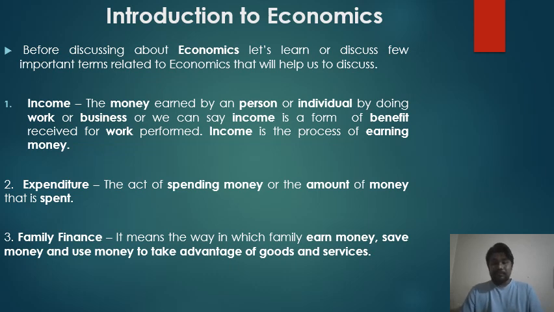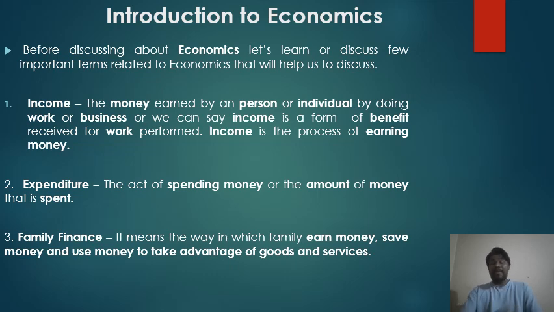Then expenditure: the act of spending money or the amount of money that is spent. After earning money, we all have basic needs: food, clothes, shelter, or everyday needs. Today the basic need is our mobile, internet. So expenditure means how we spend money for our basic needs and wants. First was income. Income means by doing work we get money. That whole process is called income. Then expenditure means how we spend money for our daily needs and wants.